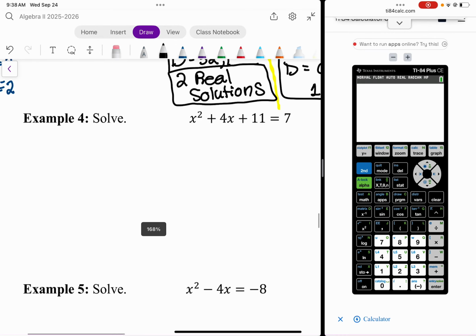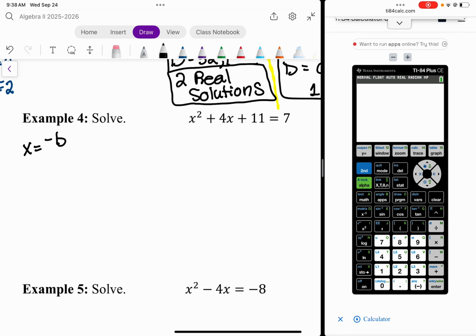Hello. Okay, so for example 4, using the quadratic formula, we are going to solve this equation. You are again able to use a calculator for this. Your quadratic formula you have to have memorized. So we have negative b, or the opposite of b, plus or minus the square root of b squared minus 4ac all over 2 times a.